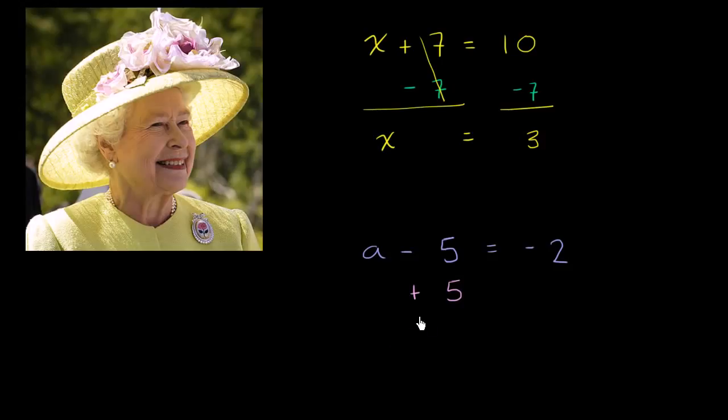But if I want the left-hand side to stay equal to the right-hand side, whatever I do to the left, I have to do to the right. So I'm going to have to add 5 on the right-hand side as well. And so on the left-hand side, I'm left with a, and then the negative 5 and the positive 5 cancel out. And on the right-hand side, and they're going to stay equal because I did the same thing to both sides, we have negative 2 plus 5, which is equal to 3. So a is equal to 3. Once again, you can verify it. 3 minus 5 is indeed equal to negative 2.